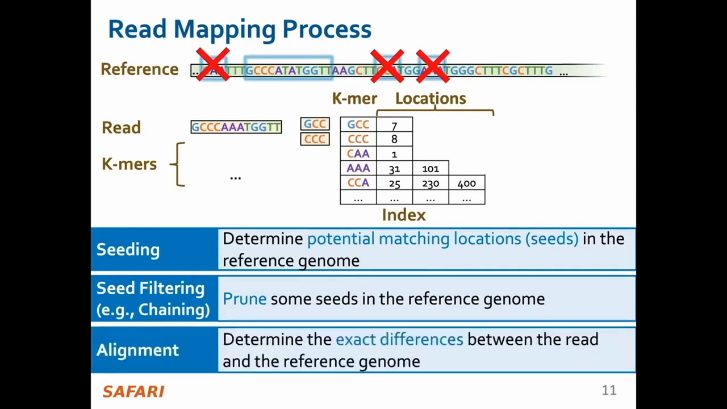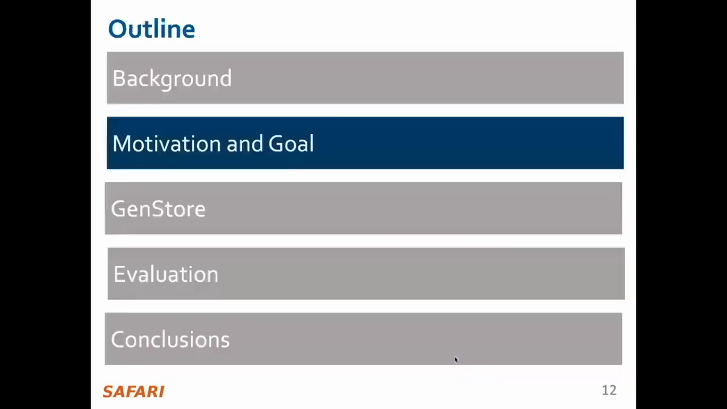And then finally, the remaining reads in the second step that do not have any potential matching location left would be ignored from the third step; they would be dropped. And for the reads that have some potential matching locations left, the third step, which is the alignment step, the computationally expensive approximate matching step, executes to determine the exact differences between the read and the reference genome.